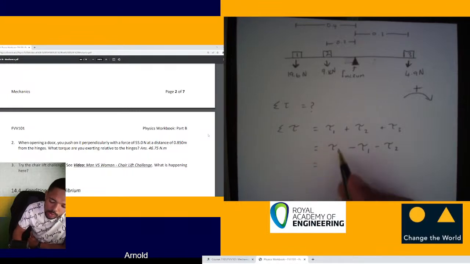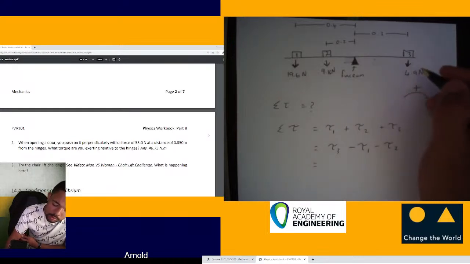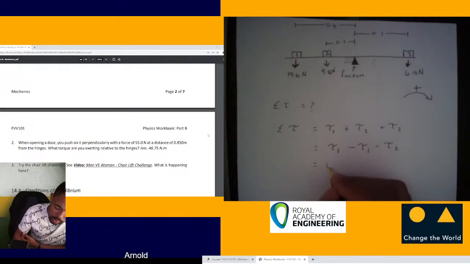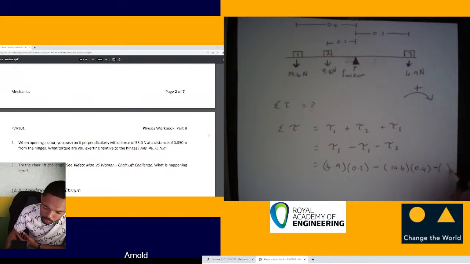Now, of course, torque number 3, you know very well that torque is just the perpendicular component of the force, which is 4.9 in this case, multiplied by the distance at which that force acts. It is 0.3 meters. Minus torque number 1 is acting at a distance of 0.4 meters with a force of 19.6, so 19.6 times 0.4 meters. Minus torque number 2 is what is left. It is 9.8 newtons at a distance of 0.2.